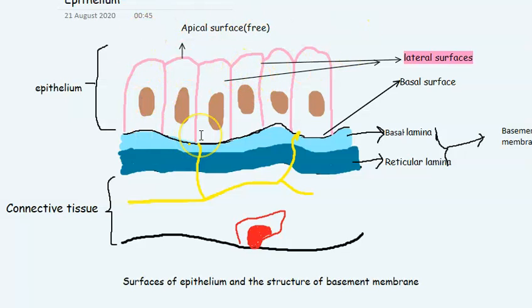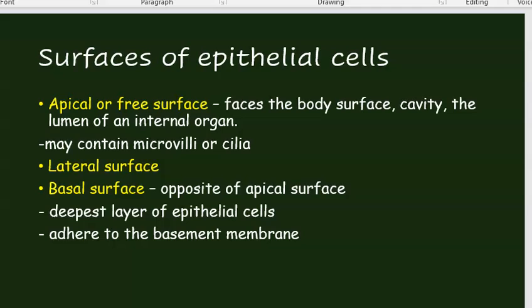So in this figure, I have shown only an epithelium which is arranged in a single layer. But in some tissues like epidermis, it will be having different layers. It will be in stratified manner. So in such cases, we have to know that the basal surface is a surface which is adhering to the basement membrane, and the apical surface is a surface which is on the top and facing the surface of the body. Okay.